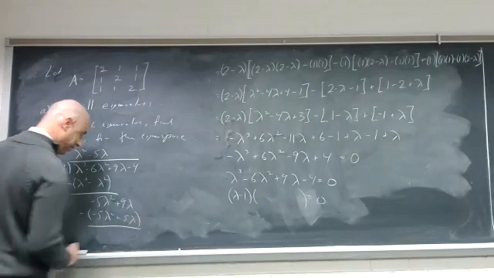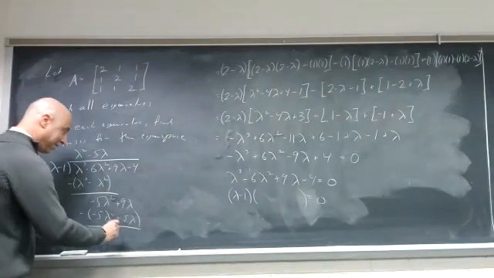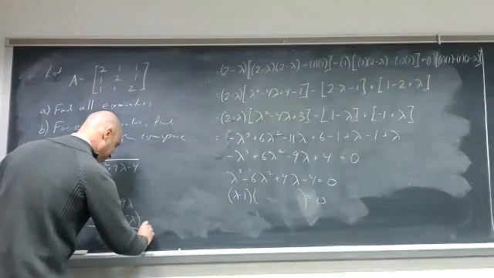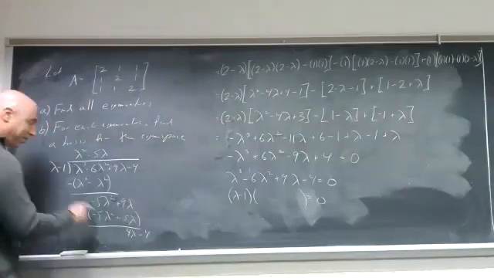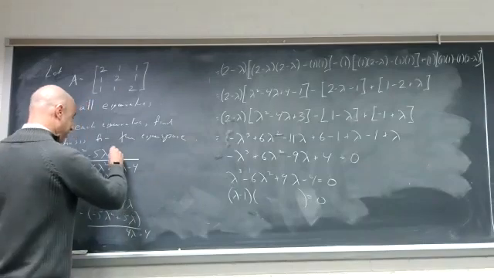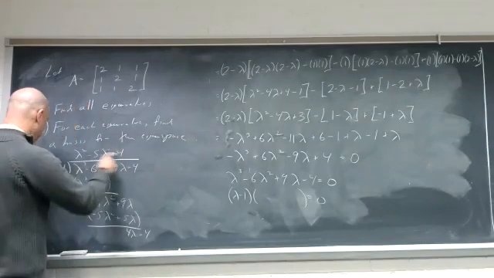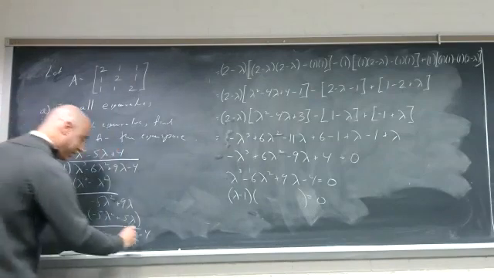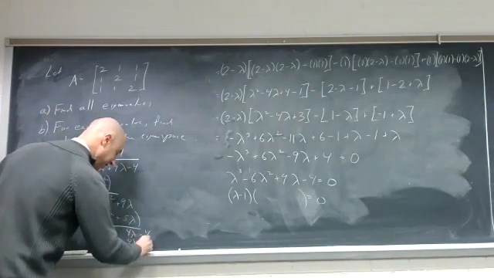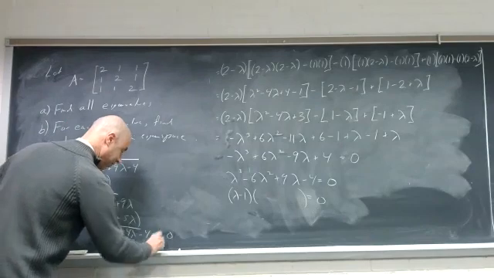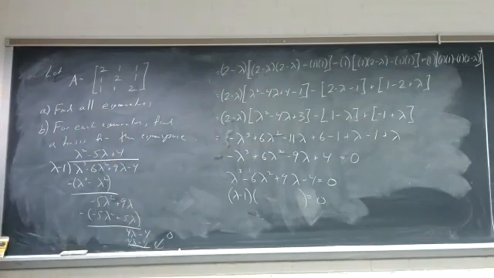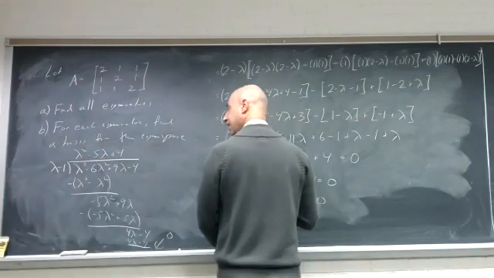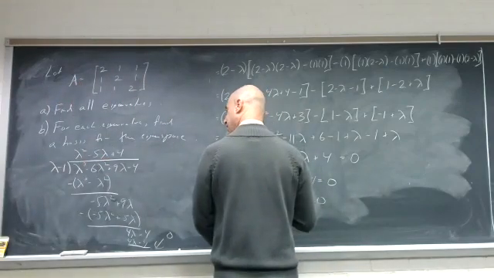Subtract. 9 lambda minus 5 lambda is 4 lambda. Bring down your minus 4. Lambda goes into 4 lambda 4 times. 4 times lambda is 4 lambda, 4 times minus 1 is minus 4. Subtract, you get 0 down there. So this is lambda squared minus 5 lambda plus 4.